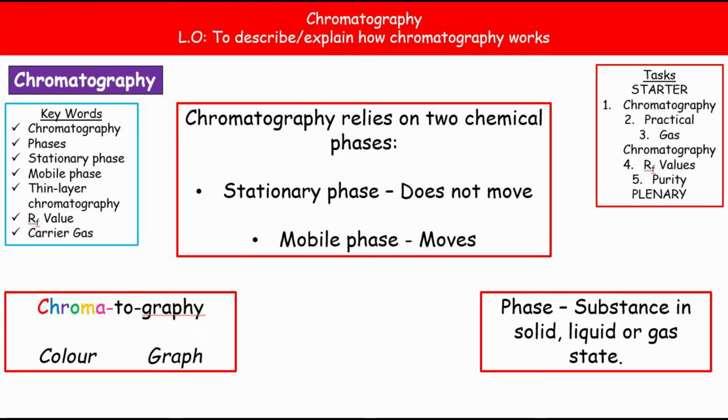And the way that this works is it's going to rely on 2 different chemical phases. We're going to have the stationary phase, which is the bit that's not going to move. And then we've got the mobile phase, which is the bit that's going to move. And where we're talking about this word phase, that's just a substance that's in a solid, liquid or gas state. And the reason we'd use chromatography is to separate out mixtures of things like inks and dyes, food colourings and bits like that.